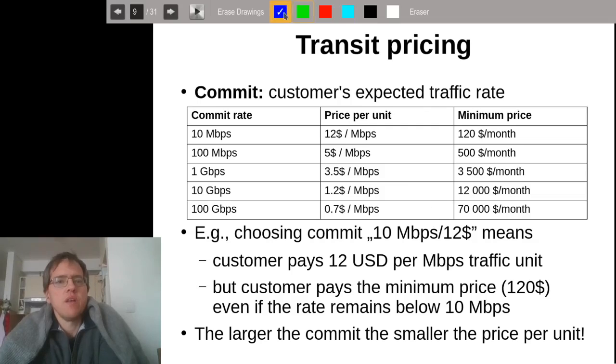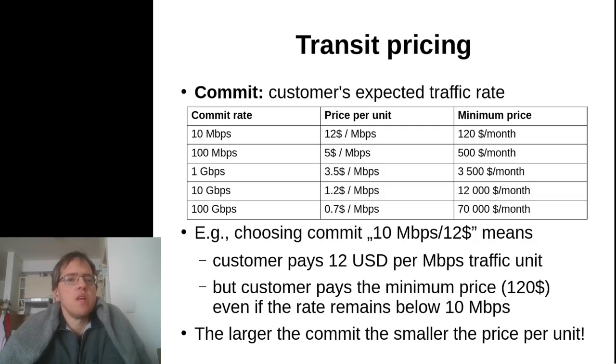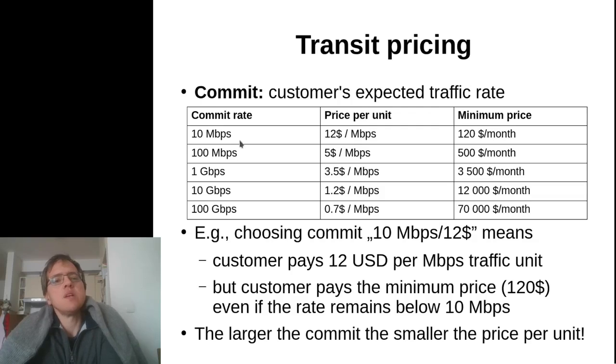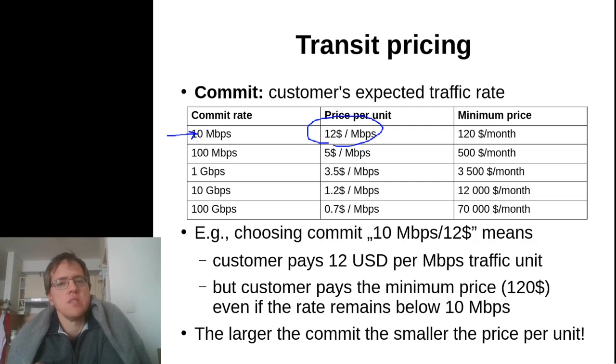Here, the important definition that we need to remember is the commit. The commit is basically the customer's expected traffic rate for the next pricing period. Suppose that the customer contracts at a 10 megabit per second commit. This means that the customer expects its traffic to usually remain below 10 megabit per second, and in this case, the customer will be charged $12 per each megabit per second it generates and consumes throughout this pricing period.